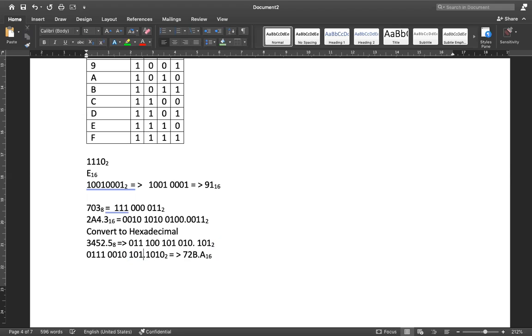Here this is 0. 0 means A. 1 0 1 0. Yes, 0 1 0 1 0 1 0. Okay, it is 72B.A. How many of you got the answer? Did you understand now how to do it? Yes, sir. Okay. First write 3 by 3, then take 4 by 4, because 3 by 3 is octal. 4 by 4, that is hexadecimal.